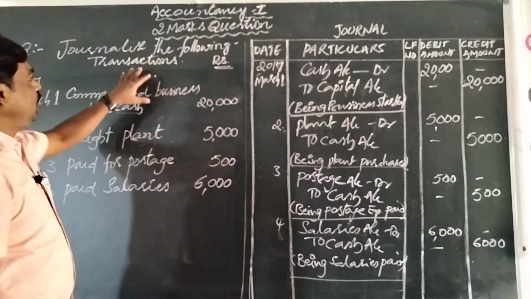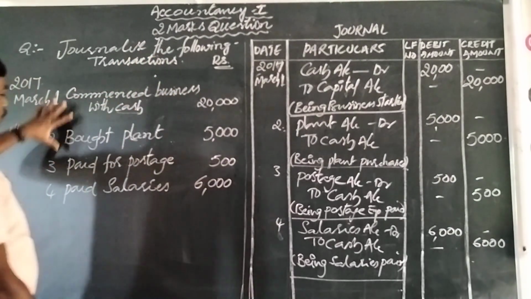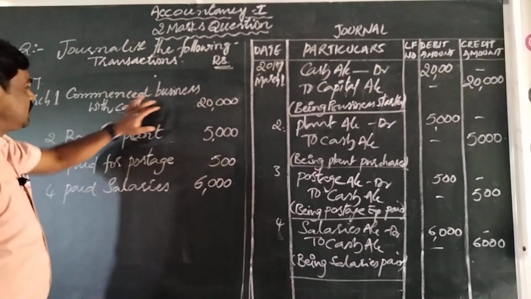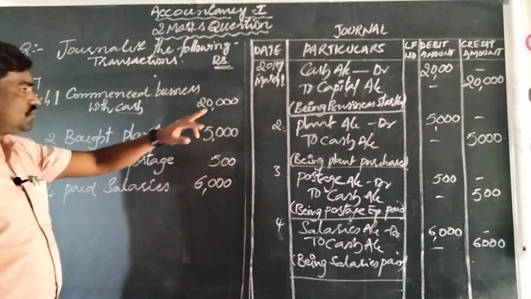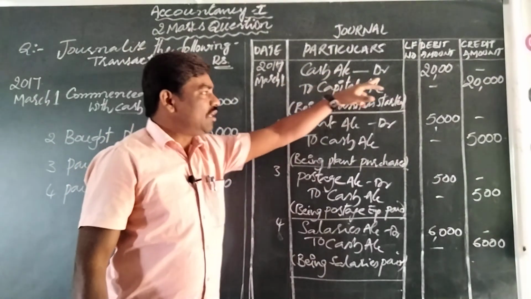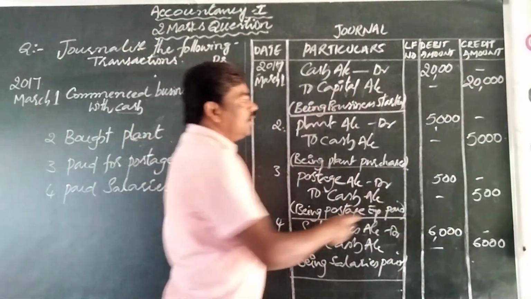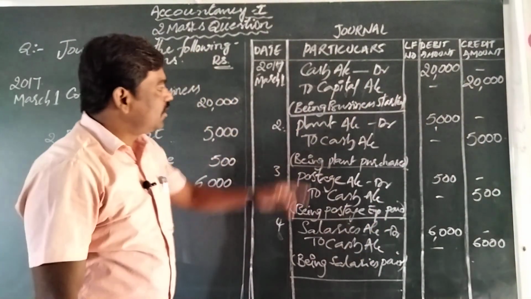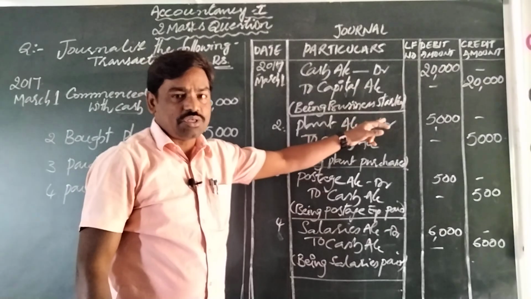Journalize the following transactions. Here 4 transactions are given. 2017 March 1st, commenced business with cash rupees 20,000. For this we wrote one entry. What is that entry? Cash account debit to capital account. 20,000 in the debit column and 20,000 in the credit column. Narration, being business started with cash.